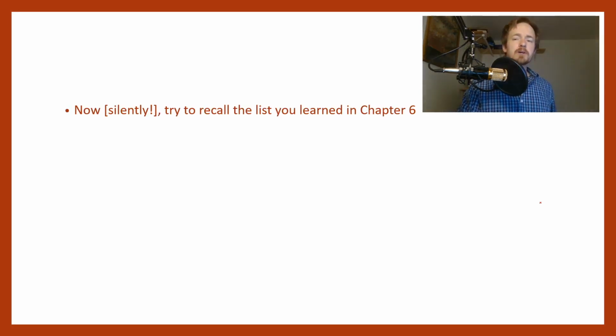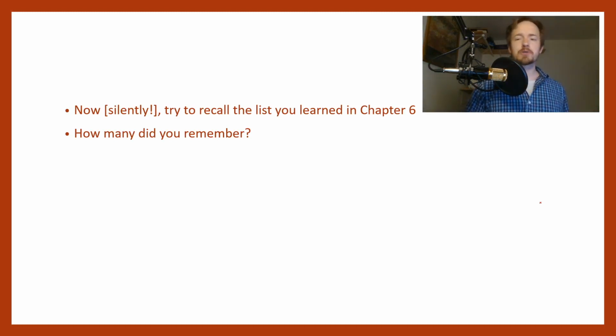So what I want you to do now is to try to silently recall the list that I showed at the very beginning of this video, or at the end of chapter 6. So try to do your best to remember what that list was. Usually pretty hard, right? So I want you to think about how many of those words you remembered. You probably remember the first 4 because we went over them when we were talking about priming. But the question then is, did you forget the others? Did the others completely slip your mind?